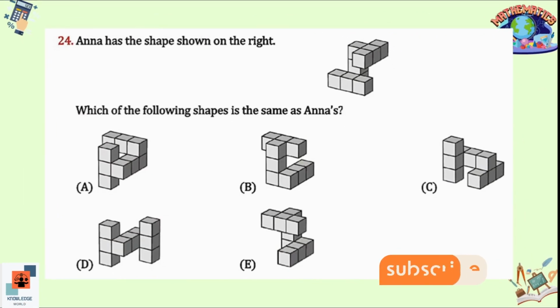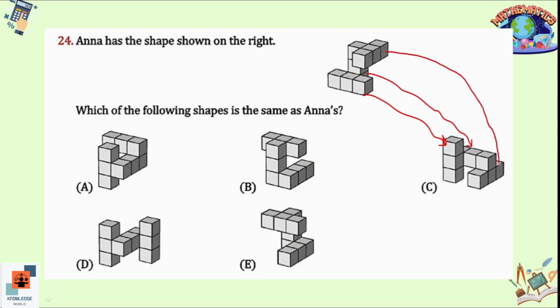4. Anna has the shape shown on the right. Which of the following shapes is the same as Anna's? So here option C is the correct option, because when this bar stands vertically in this position, the middle bar will be like this in a horizontal position, and the bar which is attached to the middle bar will come under it, it will be down. So option C is the correct representation of Anna's shape.